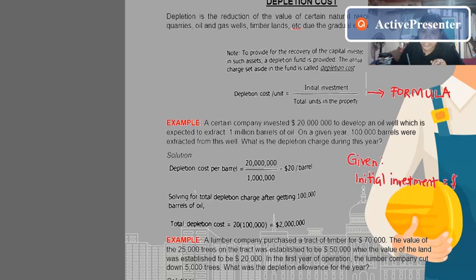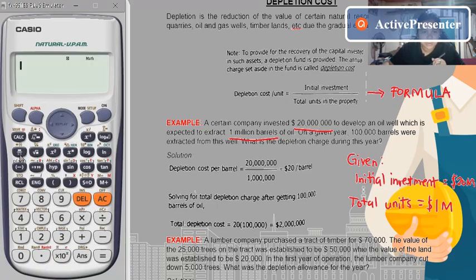is 20 million. In our total units in this problem, first we need to underline. So our total units will be 1 million. So solving for depletion cost per barrel, we have 20 million divided by 1 million. Our depletion cost will be $20 per barrel.